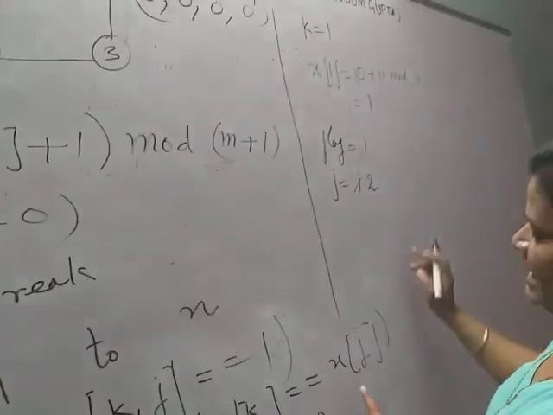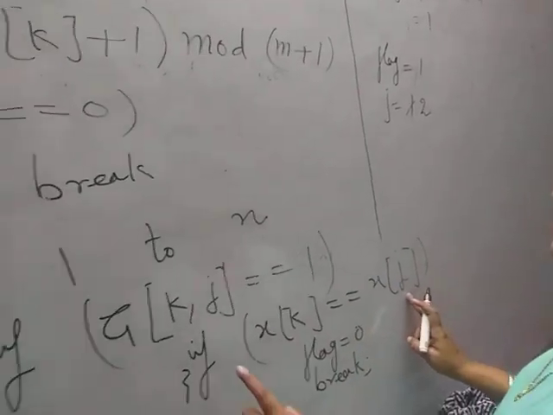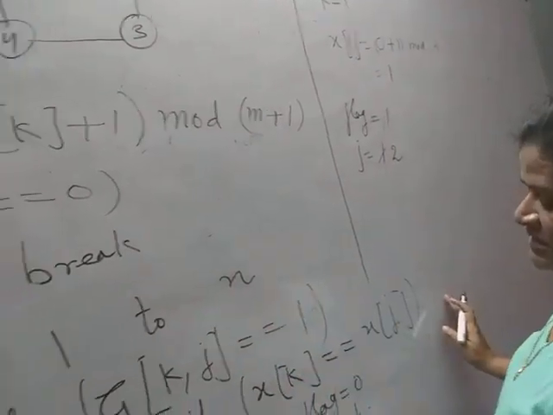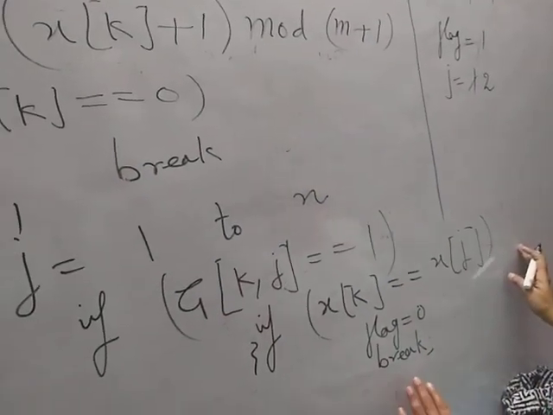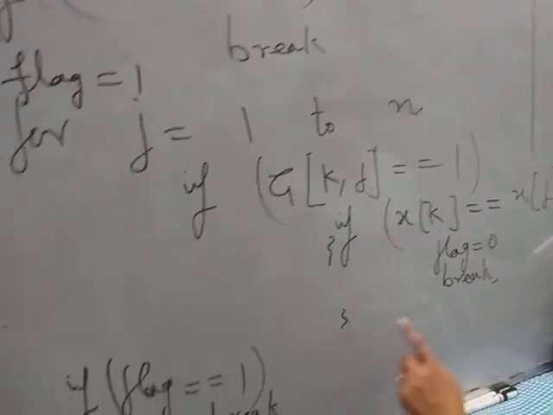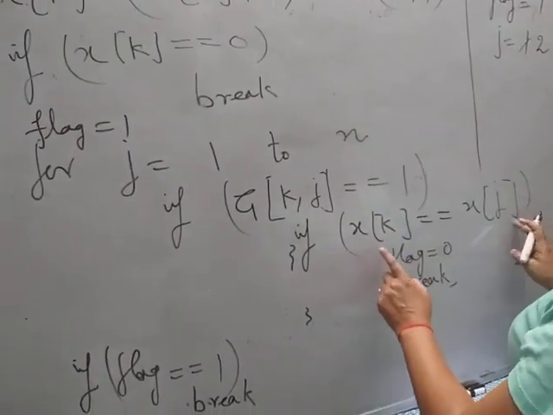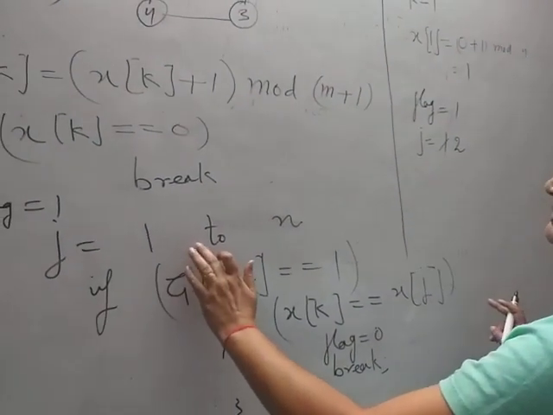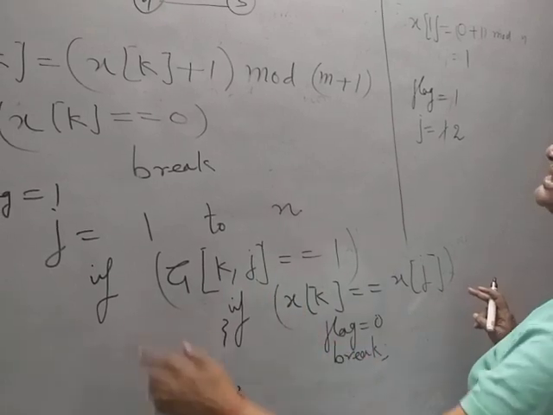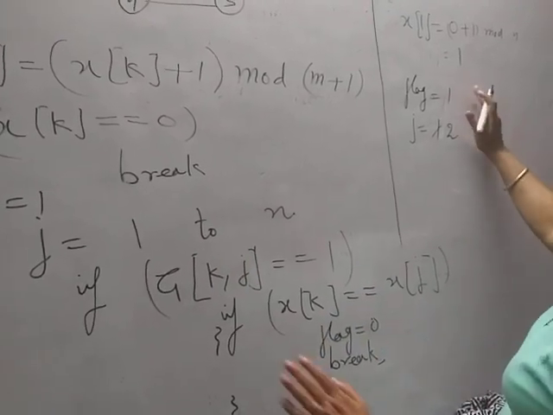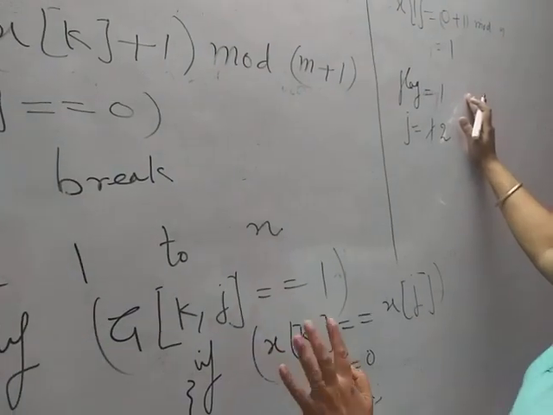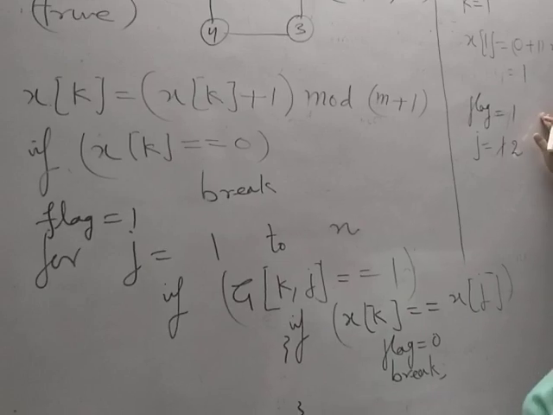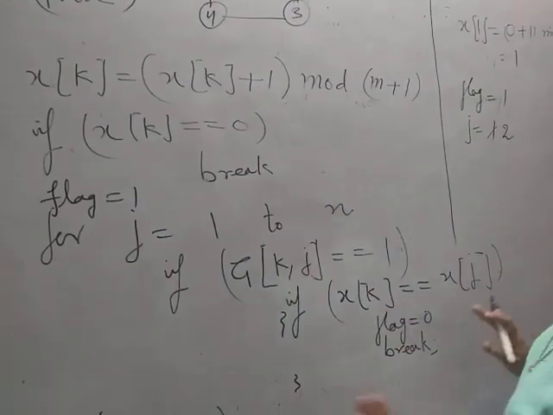X1 is 1 and x2, j is what? 2. X2 is 0, so both are different, so simply flag is 0 and it will come out from the loop. Sorry, this is different, so the condition is false, and again j is 3. Again the condition: 3 is not adjacent, 4 is not adjacent, so for all the values of j this condition is false. So now the value of flag is 1, break, and it will come out from the loop.